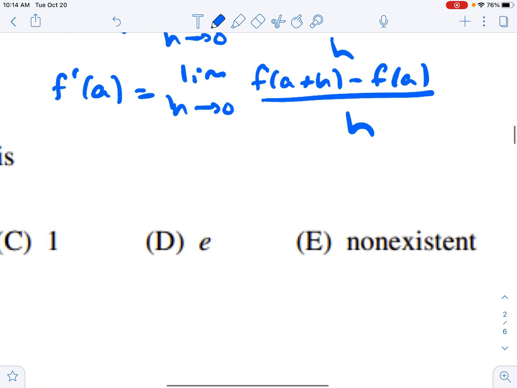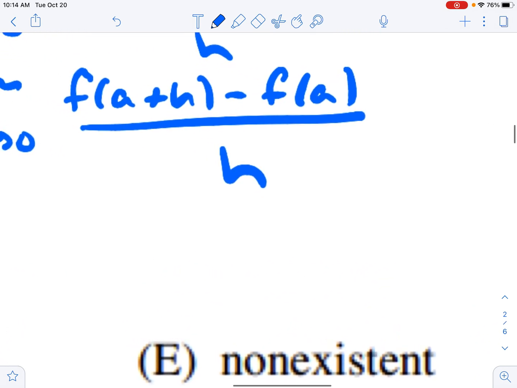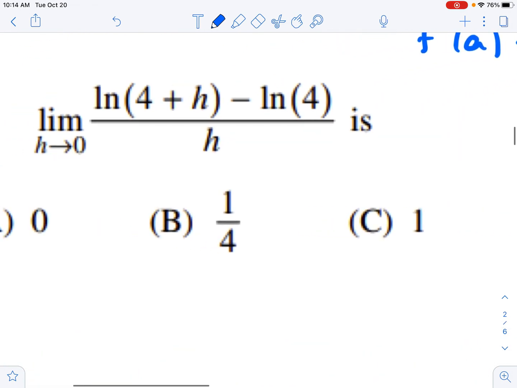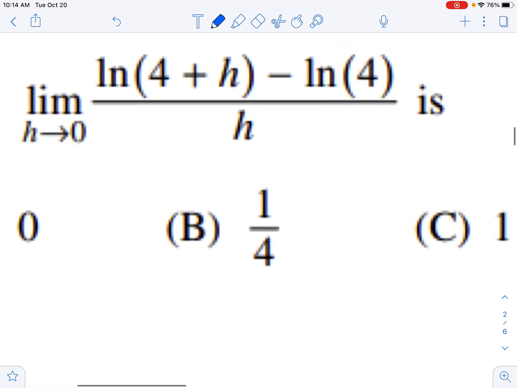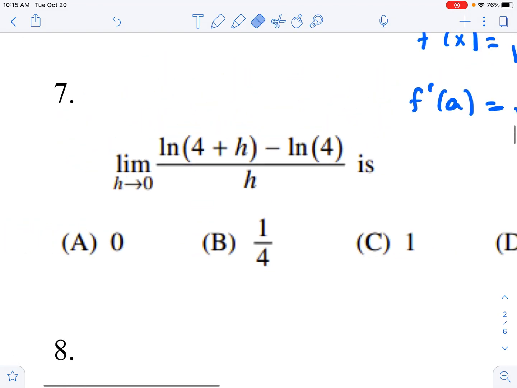Well, the thing is, we have this limit as h approaches 0. We're basically subtracting the same function from itself in the numerator. And we have this letter h in the bottom. Looks an awful lot like this limit. We have a limit as h approaches 0. We more or less have the same function we're subtracting in the numerator. One of them has the plus h in it, the other doesn't. And we have that h in the denominator. This is what I call a definition of derivative problem.